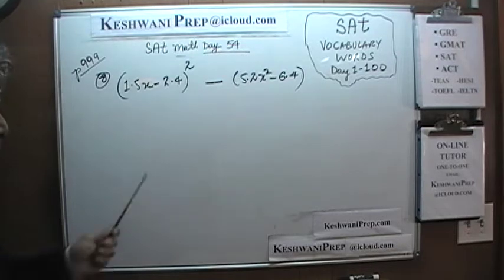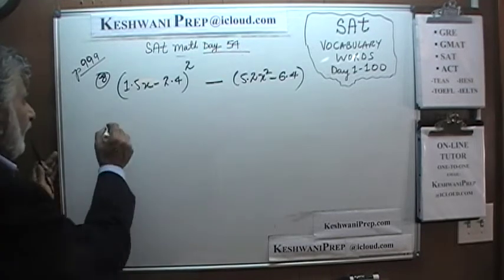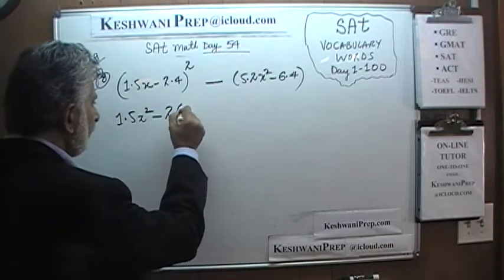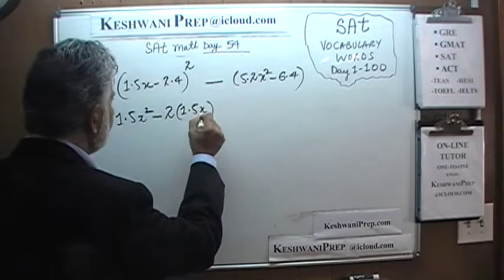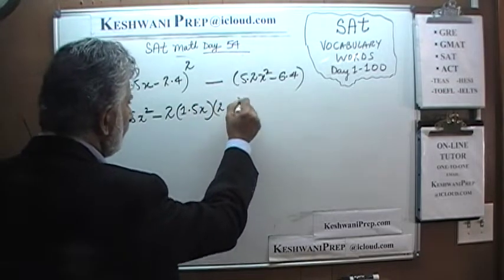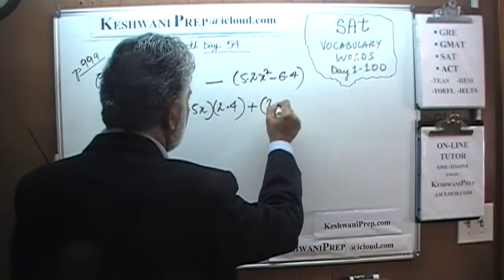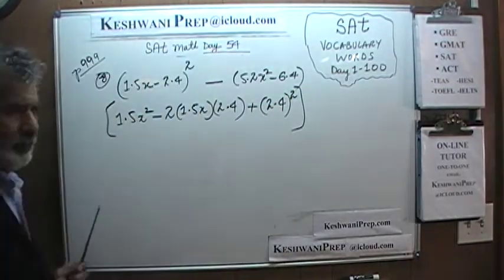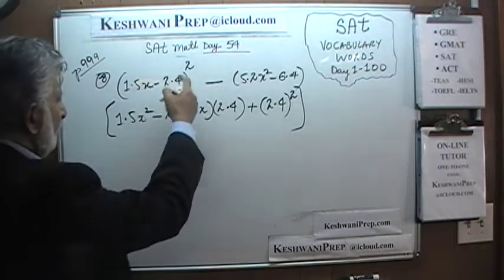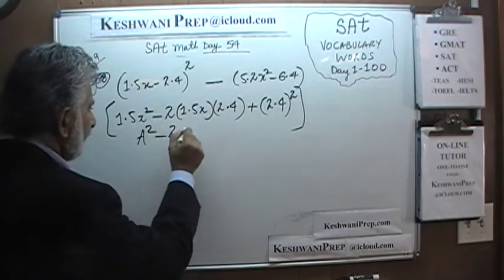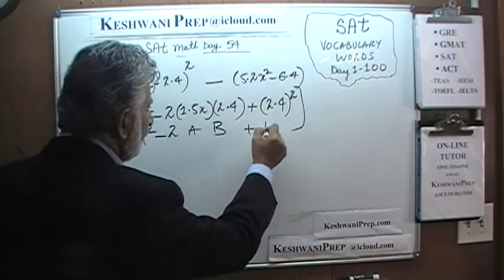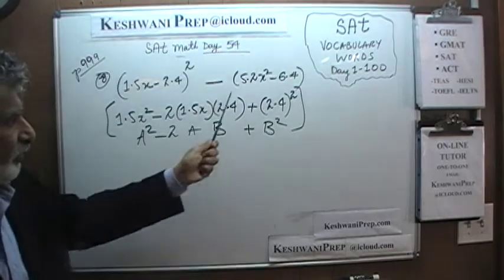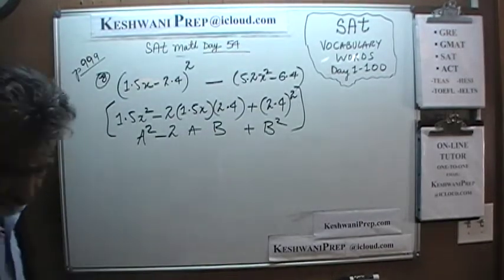Let's begin, shall we? We have to open this thing. 1.5x squared minus 2 times 1.5x times 2.4 plus 2.4 squared. So that's the first part. Essentially it is a minus b whole squared. This is our a squared minus 2 times a times b plus b squared. Of course, you already know it. Let's worry about this first before we worry about that part. Let's finish this up first, okay?